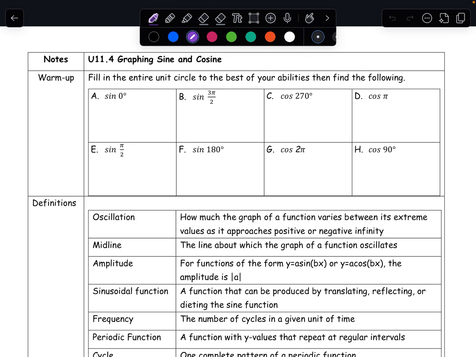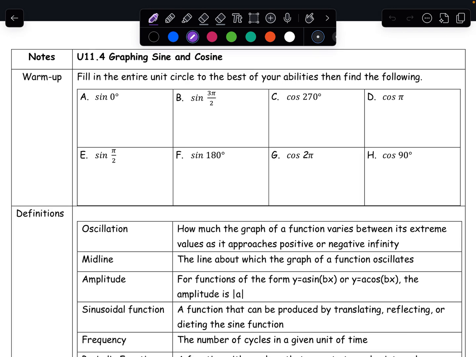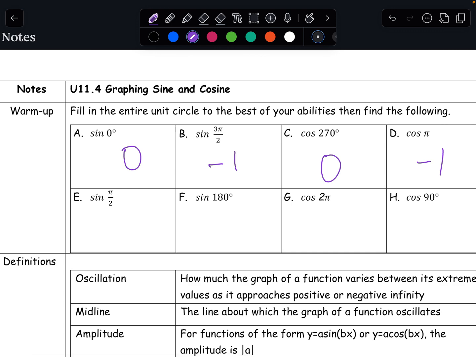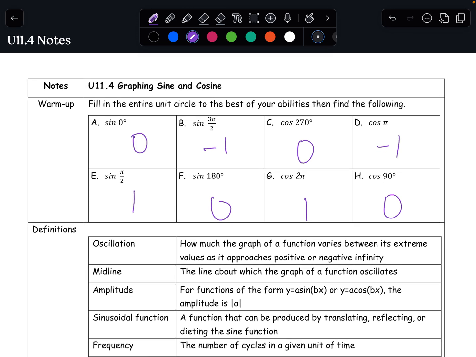I want you to fill in the entire unit circle to the best of your abilities, and then I want you to find the following. So hopefully you actually did pause the video and do this. What you would get is 0, -1, 0, -1, 1, 0, 1, 0. Okay, it's not a coincidence because what we're going to be using these for is these are actually going to come up in our parent function for sine and cosine.